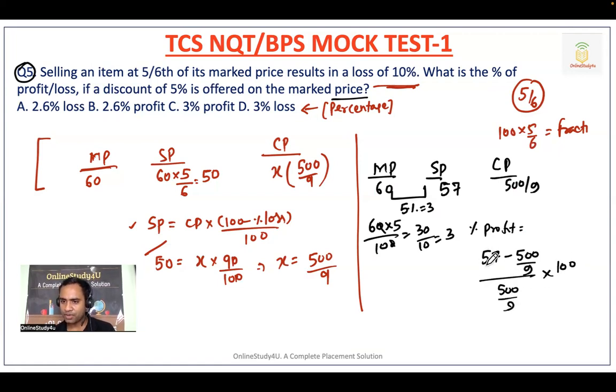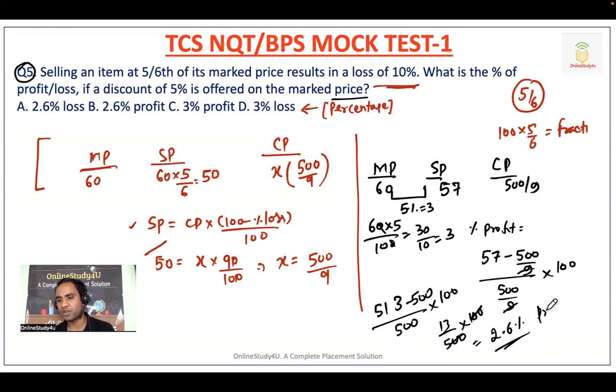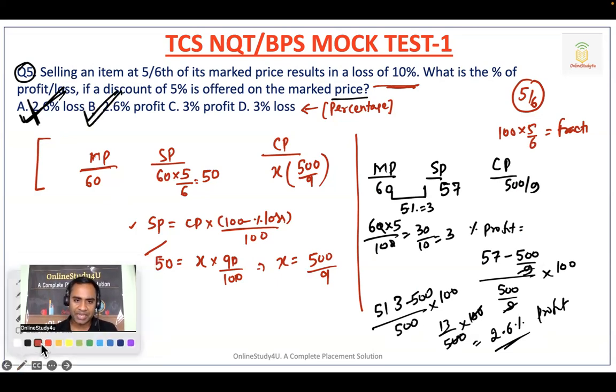So 9 times 57 is 513, minus 500. The 9 and 9 will get cancelled, divided by 500 into 100. So this will be 13 by 500 into 100. So the 100 and 500 cancel, and 13 by 5 is 2.6% profit, right? So 2.6% profit. That means option B will be the correct answer.